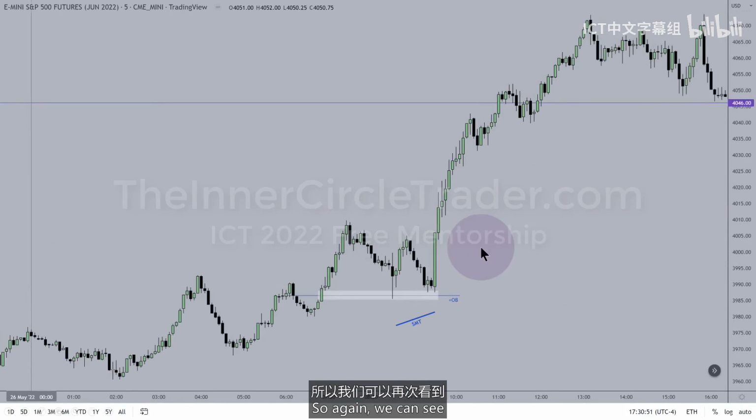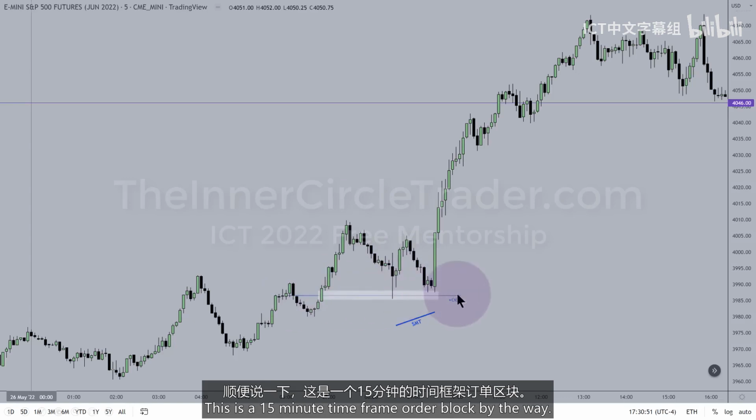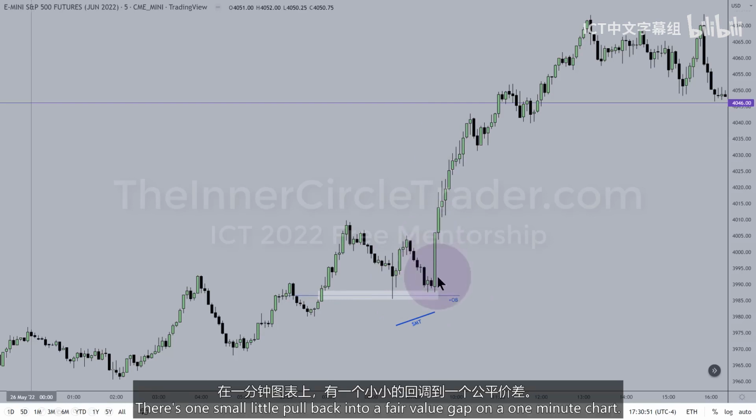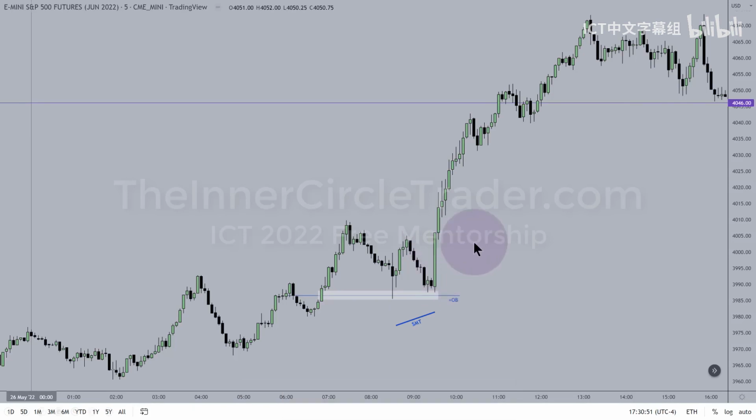All right, so again, we can see zoomed in, price breaks back down into the fair value gap after trading to the order block here. This is a 15-minute time frame order block, by the way. And then it rallies. Inside this little area in here, there's one small little pullback into a fair value gap on a 1-minute chart. I'll leave that for you to go into and study.